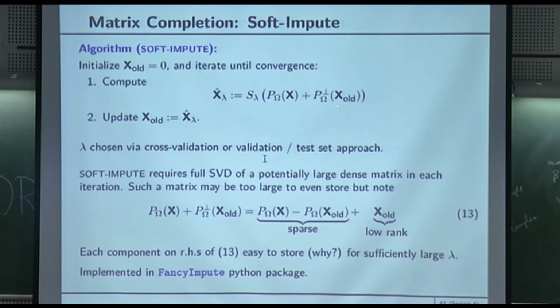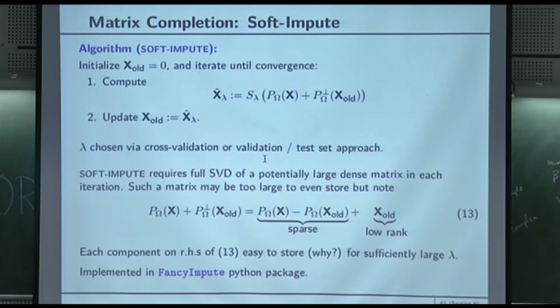For the not known values, take the old components, then do a projection on the x, find the SVD of this whole total thing, take the soft threshold of it, construct it, compute the new x lambda, set x old equal to x lambda, and keep going. And this lambda is chosen through cross validation or a validation test set approach.